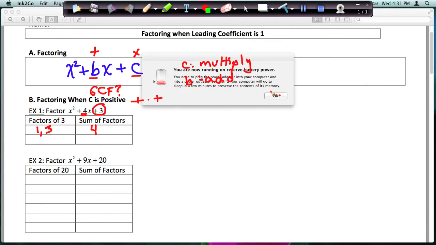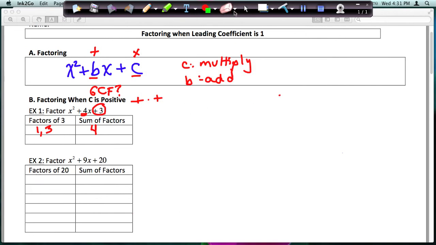Okay, so when you go to factor, you're going to do two sets of parentheses, and you start with your first term, and this is the opposite of FOIL. So remember, you FOILed before. And I'm going to start with my first terms. They have to multiply to be x squared. So my only option is x and x.